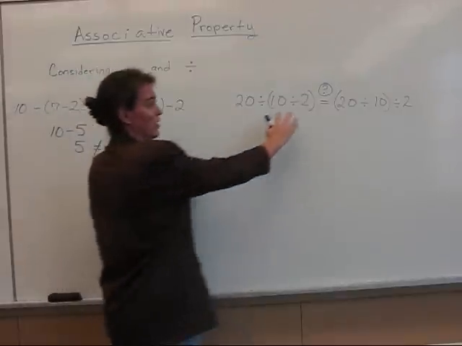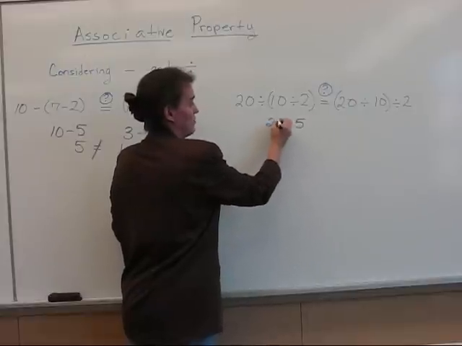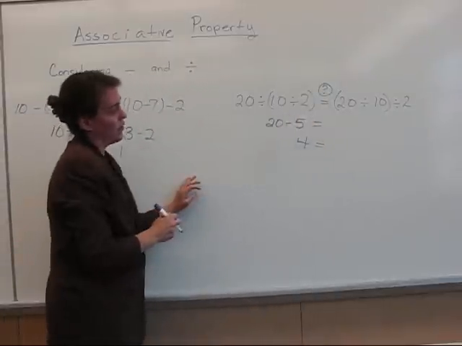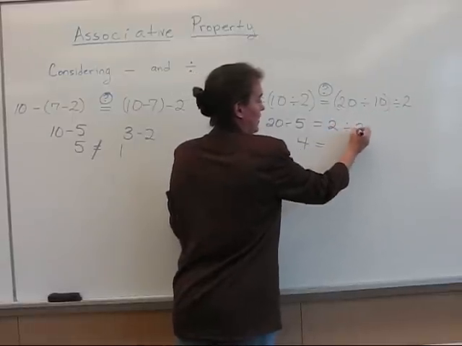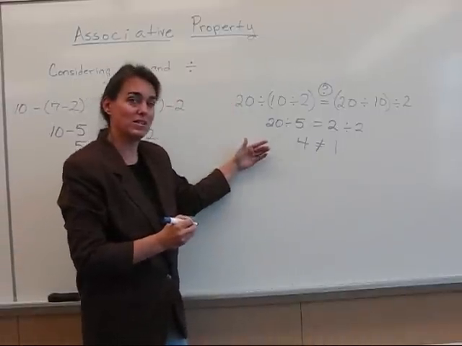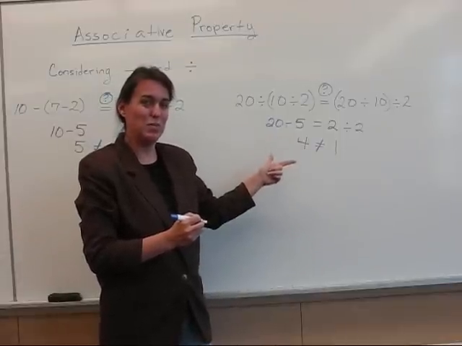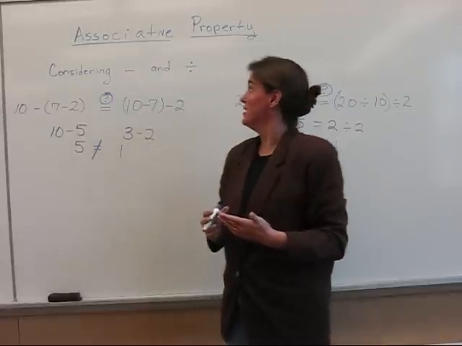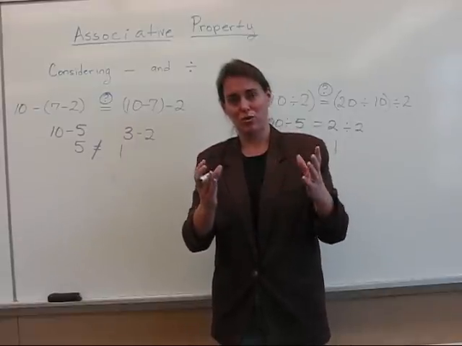Let's try division, doing what's in parentheses first. 10 divided by 2 is equal to 5. We have 20 divided by 5, which gives us 4. On the right-hand side, we have 20 divided by 10, which is 2, and then if I divide that by 2, I get 1. So here also we see that the associative property does not work. The associative property works for adding and multiplying, but not for subtracting or dividing. And remember that associative is similar to the word associate. It has to do with groups or with the grouping of numbers.